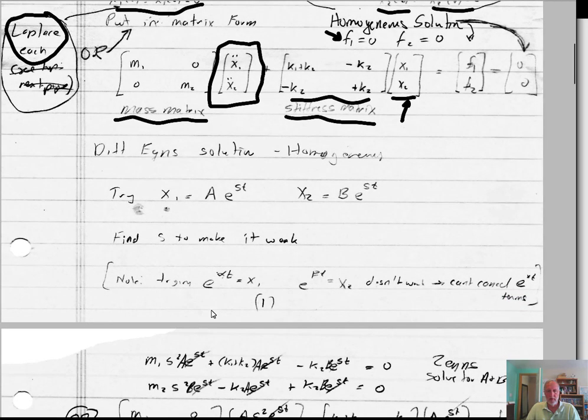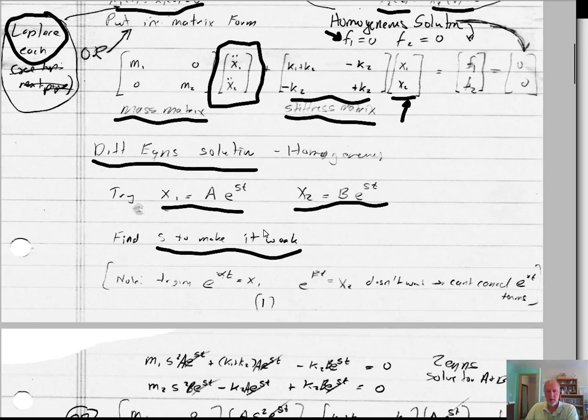So using differential equation methods, the solution for the homogeneous equation is to try these 2 solutions. We say x1 is a e to the st, x2 is b e to the st. The whole idea is you try this, and if you can find s's that make this work, then you have a solution. So that's what it says here, find s to make this work. A and b are constants, and we'll see how those work in a bit.